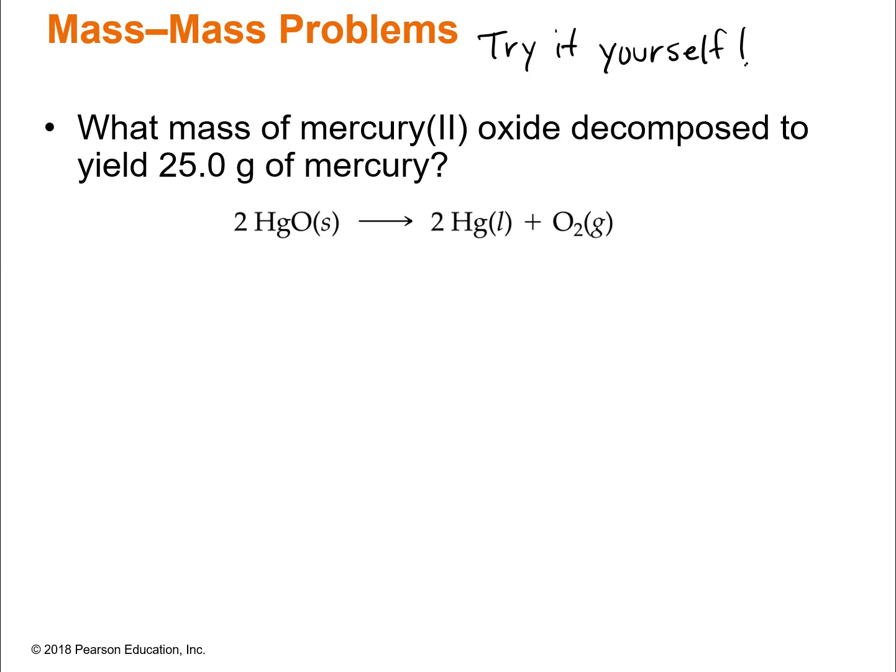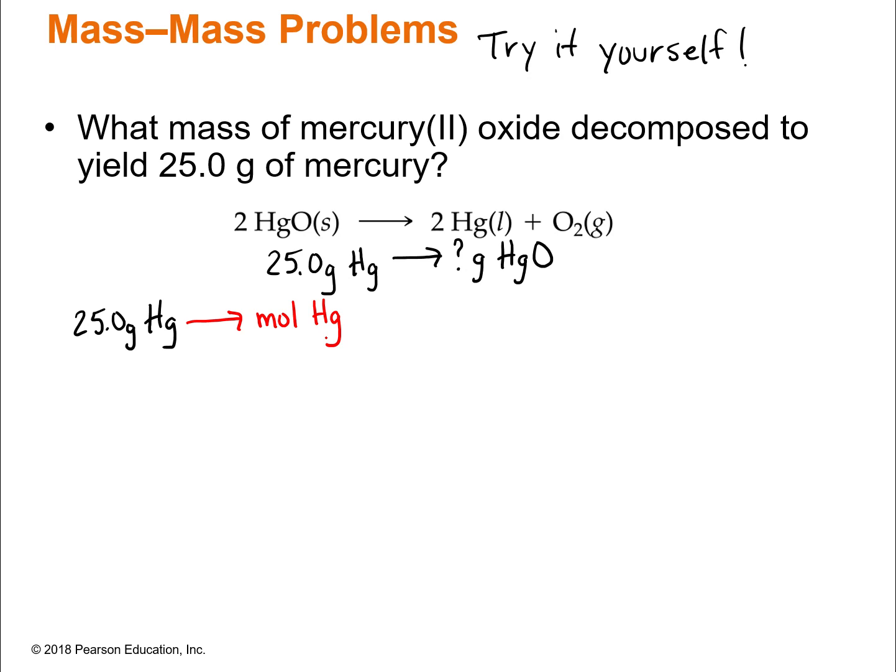The first thing you do is figure out what is the question. We're looking for the mass of mercury 2 oxide decomposed to yield 25 grams of mercury. So when we write our question over again, that's what we're looking for. Now we have to go to the plan. And this is the part that you need to know and understand. That we're going to go from the grams of mercury to moles of mercury, and how do you go from grams to moles? It's always the same. How do you go from grams to moles?